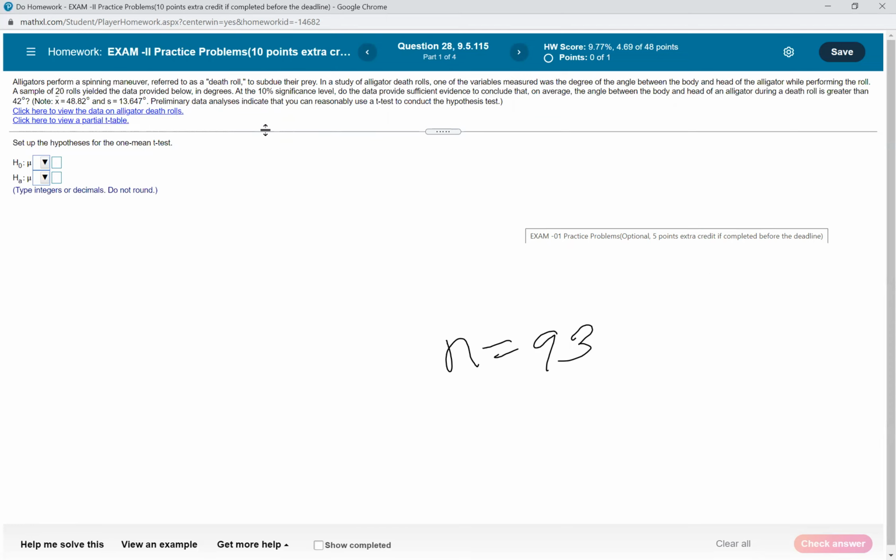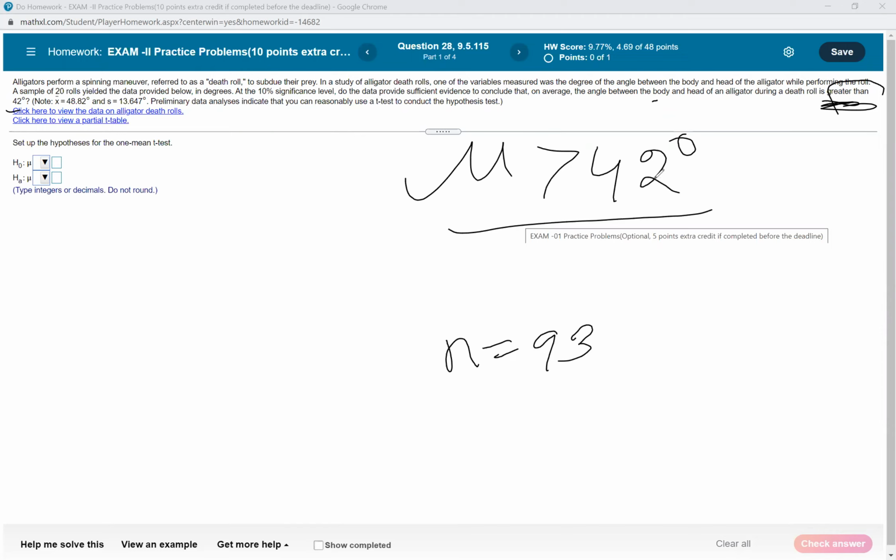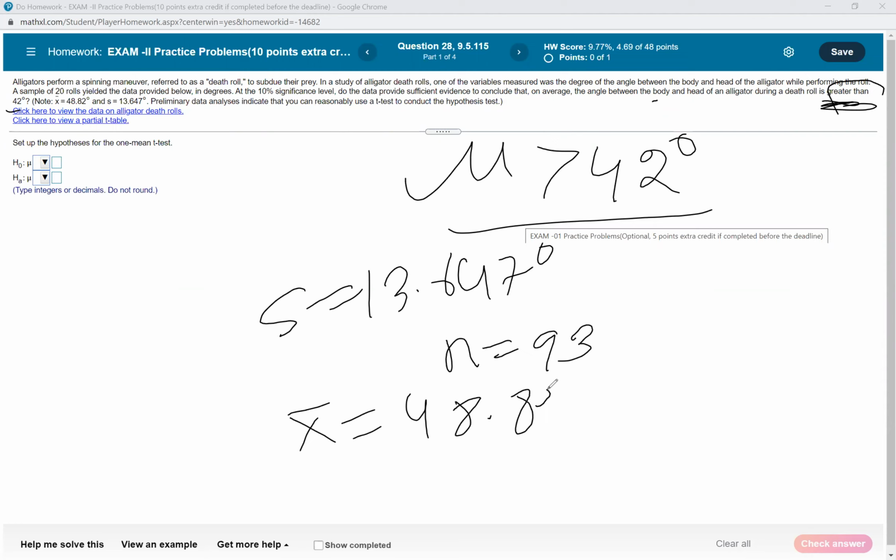Okay, so here, first you need to determine the hypothesis. So how do you determine the hypothesis? We want to see whether the angle between the body and head of an alligator during a death roll is greater than 42 degrees. So this is a right tail test, right? Because we want to see whether mu is greater than 42 degrees. And we have the sample standard deviation, 13.647 degrees, and we have the x bar, which is 48.82 degrees.